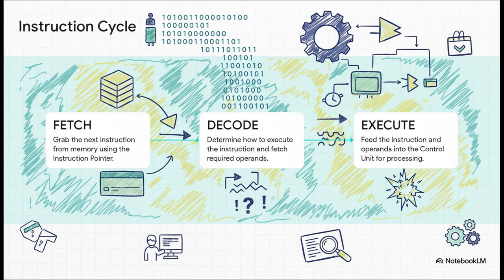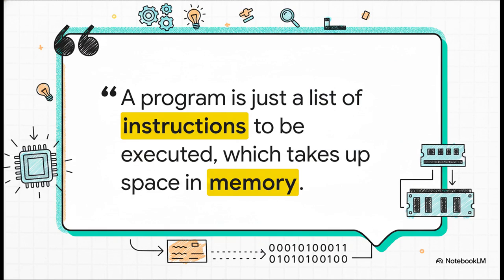First, the control unit has to fetch the next instruction from memory. Then it has to decode that instruction, figure out, okay, what am I being asked to do? And finally, it passes the job over to the ALU to execute the command. Fetch, decode, execute. That's the heartbeat of the computer. And it's a heartbeat that pulses billions of times every single second. It's just mind-boggling. And that quote on the screen really nails it.